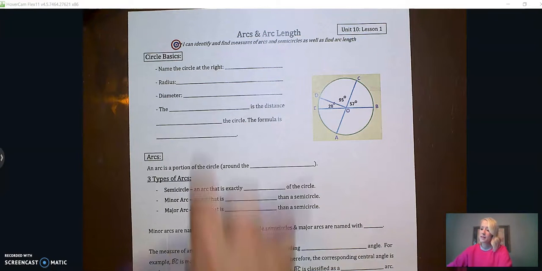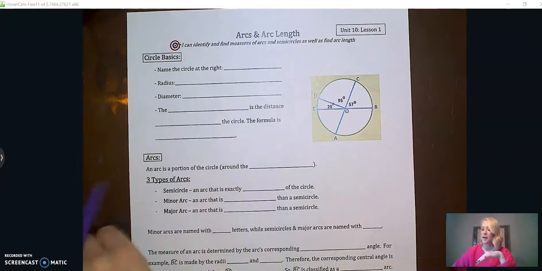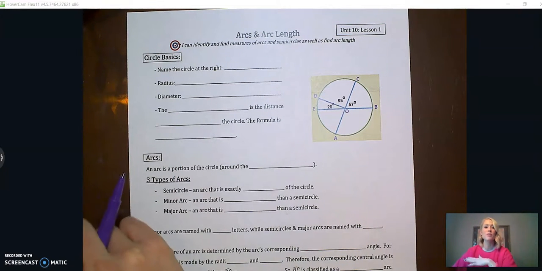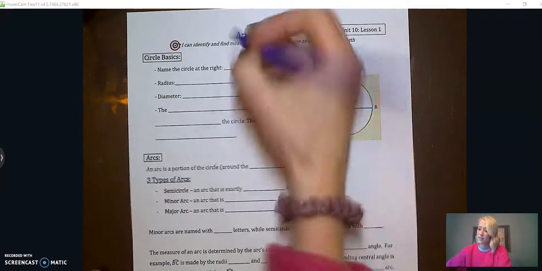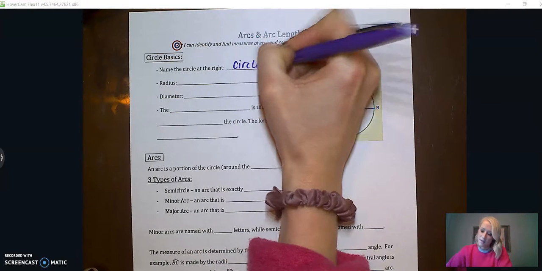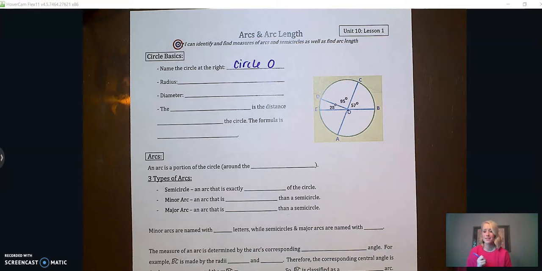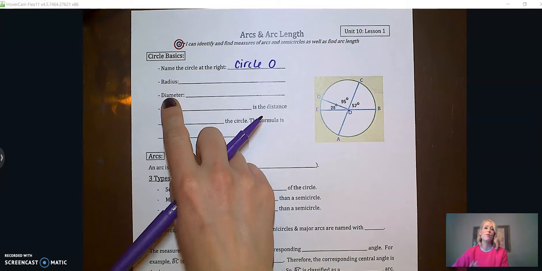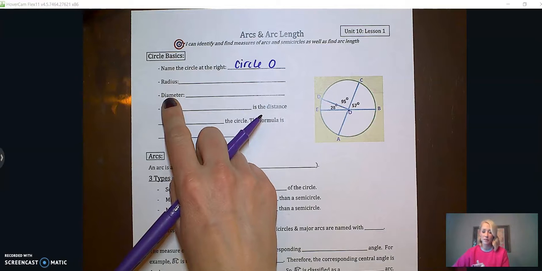So here we go. Naming is important in geometry. To name a circle, you name it by its center point. So this would be just circle O. Nothing crazy yet. Radius and diameter, you've heard those words before. Let me remind you what they are if you forget.